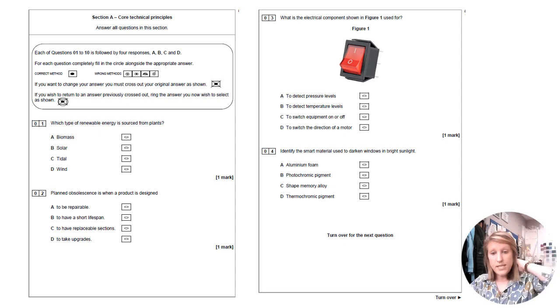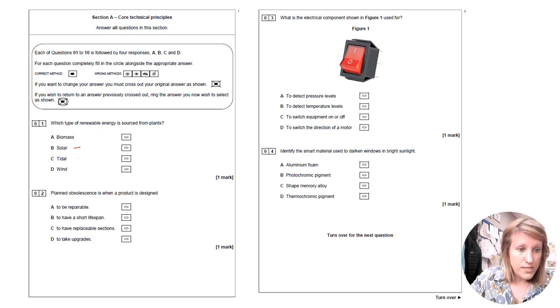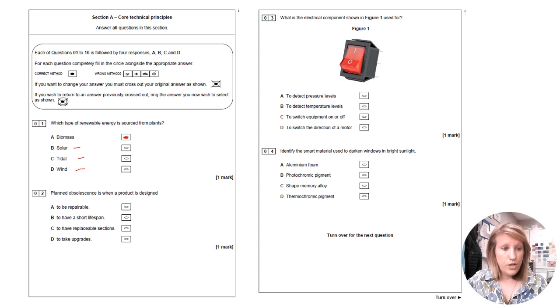Okay, so this is a new section, new exam, a new past paper. So let's start again with the multiple choice. So what type of renewable energy is sourced from plants? Well, solar is from the sun, tidal is from water, from the sea, and wind is wind. So it's biomass, because that is when plant materials are burnt, produces heat, produces steam, turns a turbine, creates electricity.